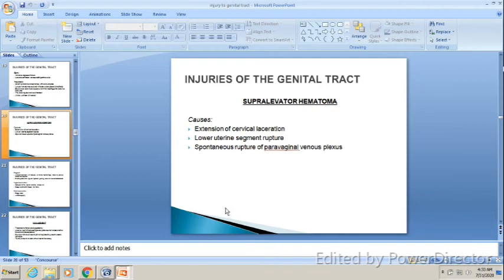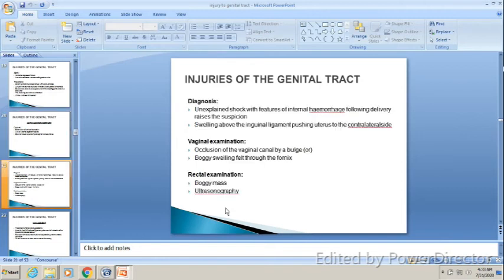What are the causes of supralevator hematoma? Extension of cervical laceration, lower uterine segment rupture, spontaneous rupture of paravaginal venous plexus. How will you diagnose it? Unexplained shock with features of internal hemorrhage following delivery raises suspicion. Swelling above the inguinal ligament pushing the uterus to the contralateral side. It is the supralevator type. Okay.